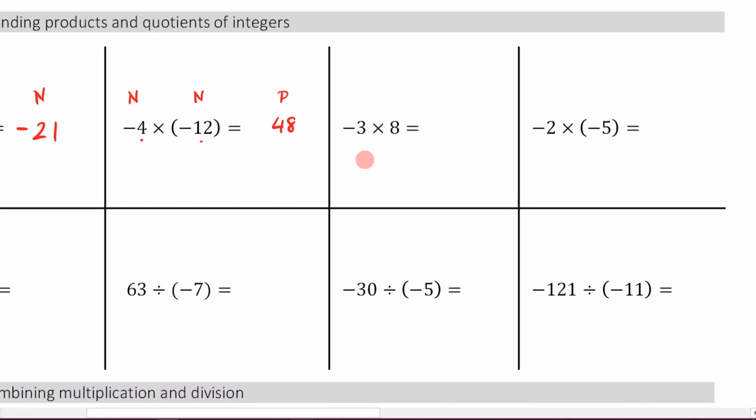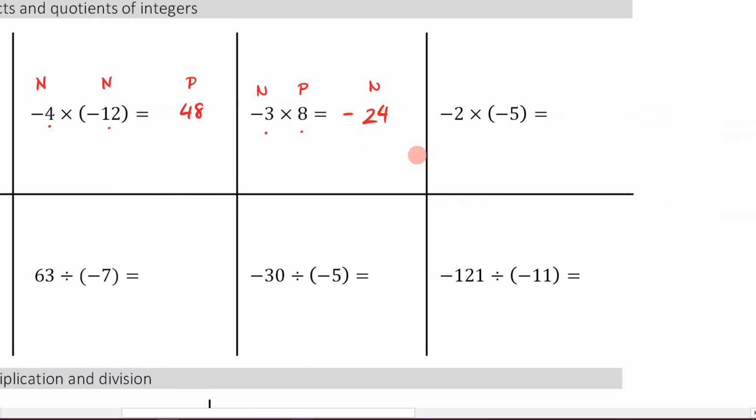Again, what you do is you ignore the signs at first and you just go, what is 3 times 8? Well, 3 times 8 is 24. Now, if this is negative and this is positive, they're different. So I know this is going to be a negative here. So I put a minus sign in front of it.